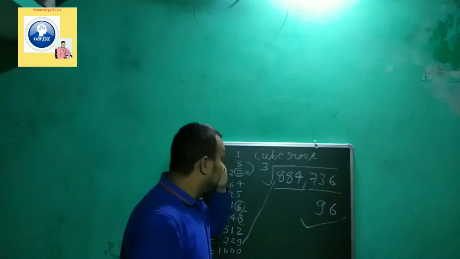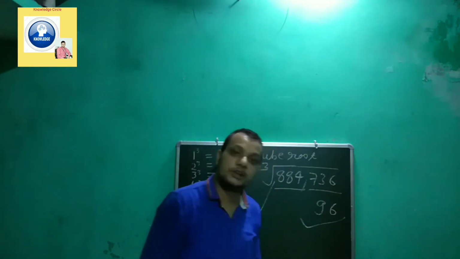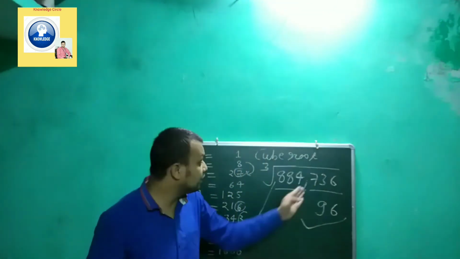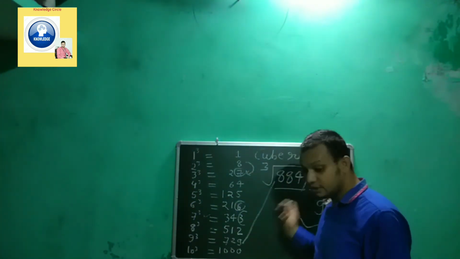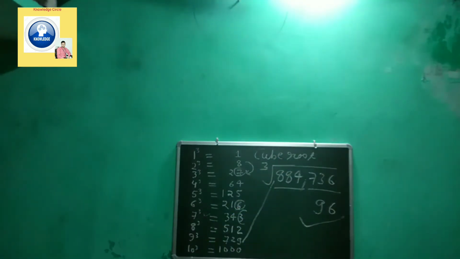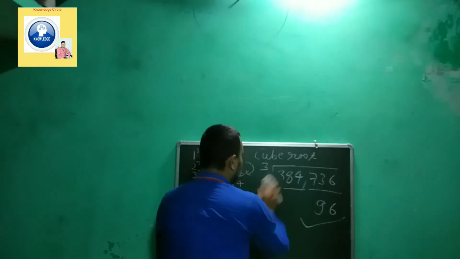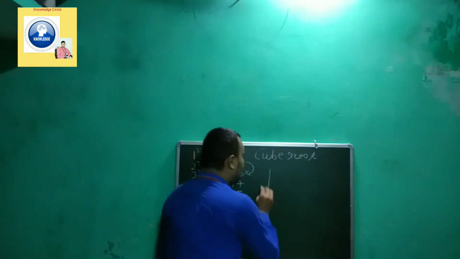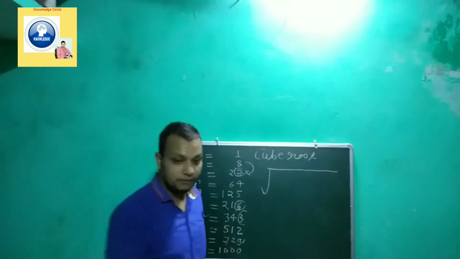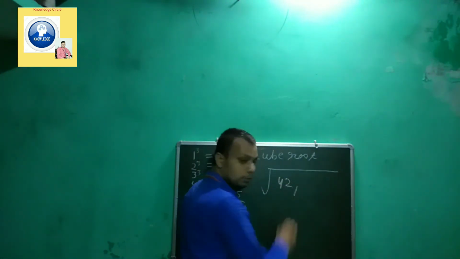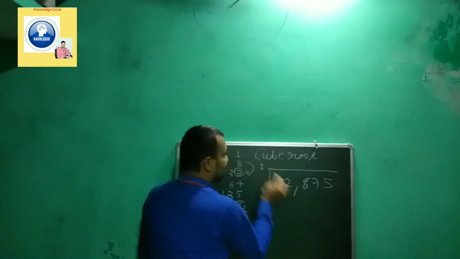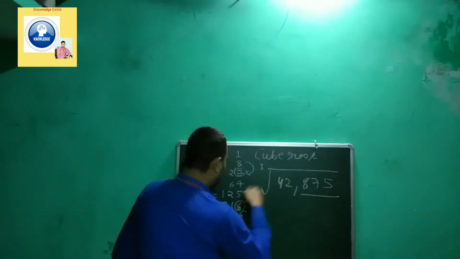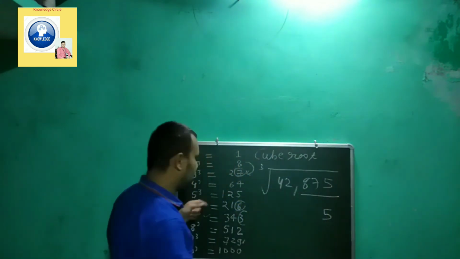The cube root of 884,736 is 96. Please put commas according to the international number system, then this rule will be helpful. I will give you one more example and then there will not be any doubt. Let's take 42,875. The unit place is 5, so we will write 5.